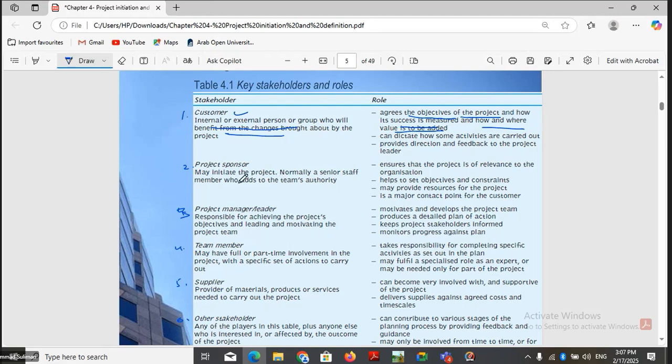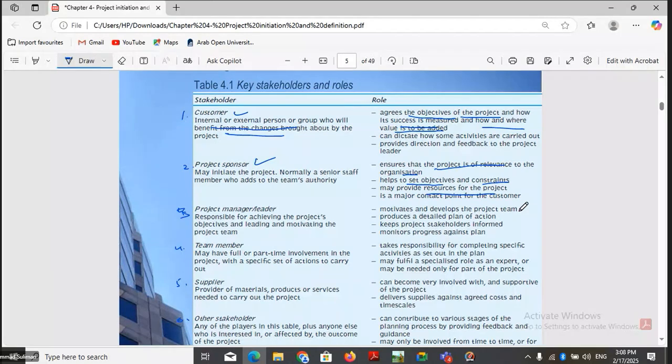The second stakeholder is the project sponsor. Project sponsors may help to initiate the project, right? These are senior people, like for example, a senior staff member, or some businessman who is interested in making profit. Also some organizations, for example, government organizations and private organizations, can also sponsor projects, right? Their role is to ensure that the project is of relevance to the organization. They help to set objectives and constraints. They may provide resources for the project, for example funding, buildings, offices. Physical and non-physical resources, right? They can be a major contact point for customers. So these are the roles of the project sponsor.